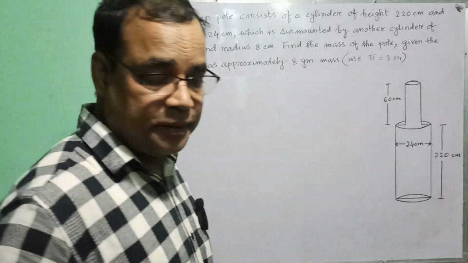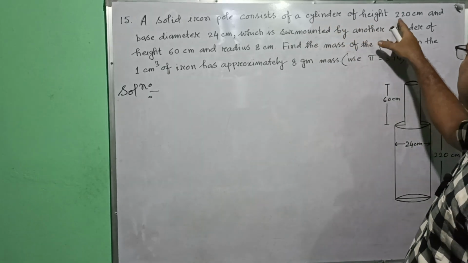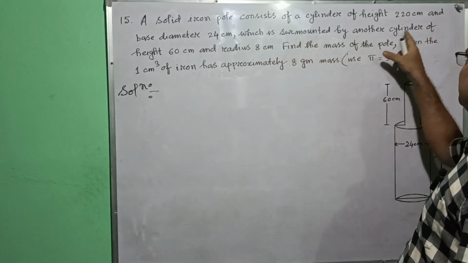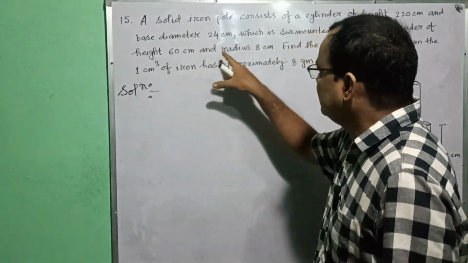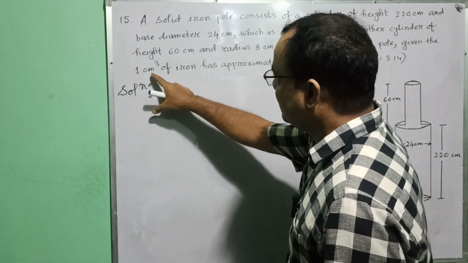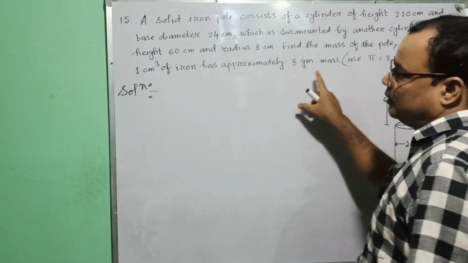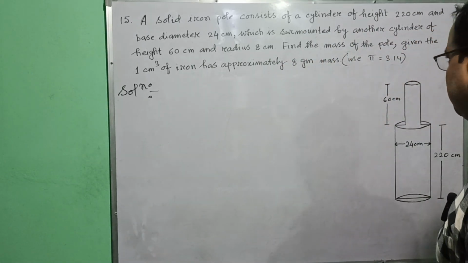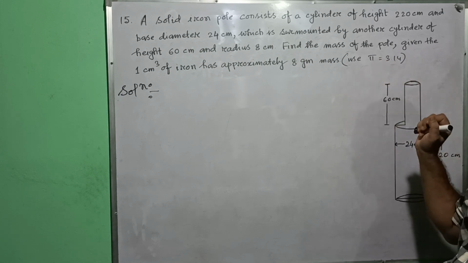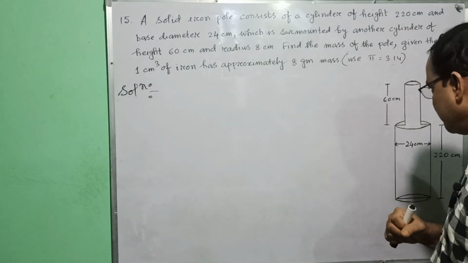In question number 15, it is given that a solid iron pole consists of a cylinder of height 220 centimeter and base diameter 24 centimeter, which is surmounted by another cylinder of height 60 centimeter and radius 8 centimeter. Find the mass of the pole given that 1 cubic centimeter of iron has approximately 8 gram mass. The density of the iron is given, and also the value of pi is 3.14. Wherever we use pi, we have to use the value 3.14.